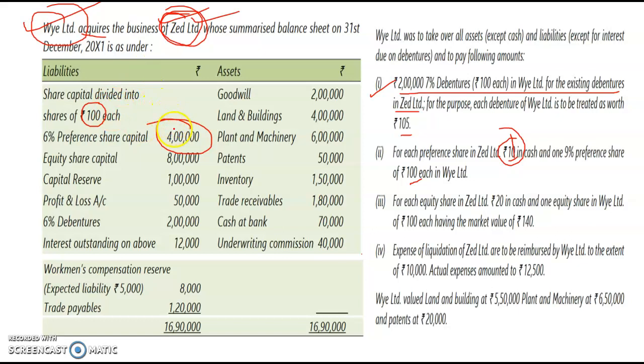So when we divide this 4 lakh by 100, we get the number of preference shares. Similarly will be the case for equity shares, where we divide the total amount of 8 lakhs by rupees 100, meaning each share was rupees 100. So when we divide 8 lakh by 100, we get 8,000 equity shares. So number two is done.